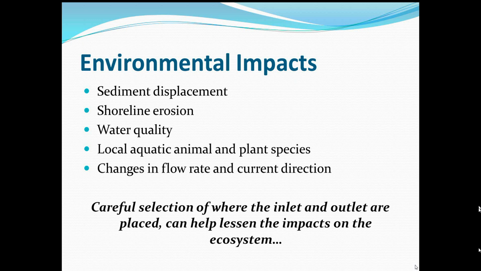Now, there are changes in the flow rate and current direction, this is for the river. If there is some change in the flow rate due to some obstacle or current direction, then obviously this is going to have some impact on the power generation and vice versa. Careful selection of where the inlet and outlet are placed can help lessen the impacts on the ecosystem, and we can go ahead with a lesser amount of environmental impact. If we see these impacts, they are much less than those produced by non-renewable sources of energy.